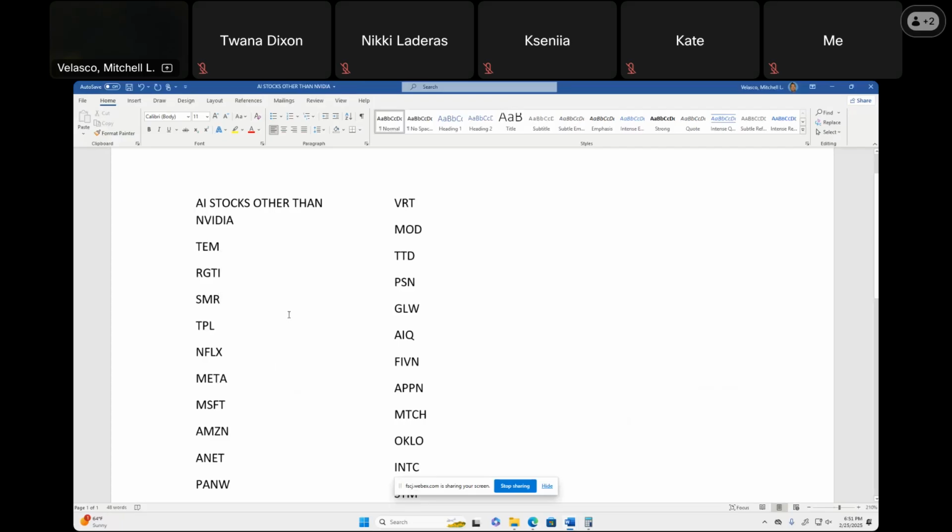SMR, that's an energy company. A lot of AI companies these days, especially the big boys like Alphabet and Microsoft, need power generation to power a lot of the servers. So they are contracting out for literally whole nuclear plants to be able to power their systems, and SMR is one of those companies. Same with Texas Power, that's TPL.